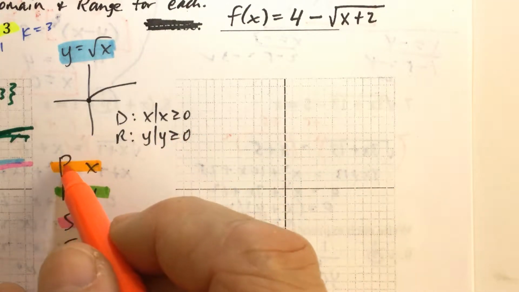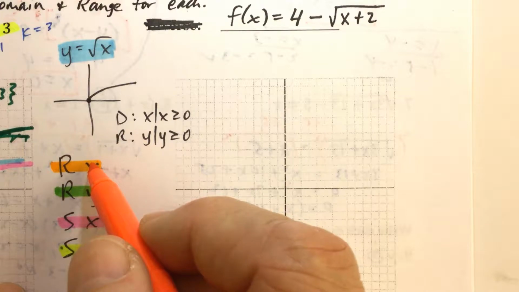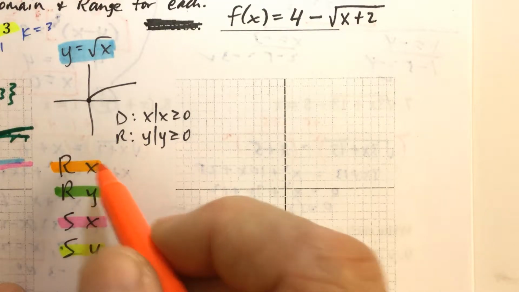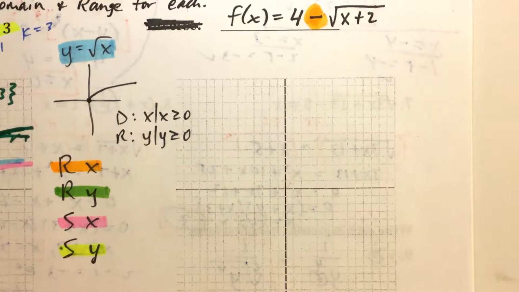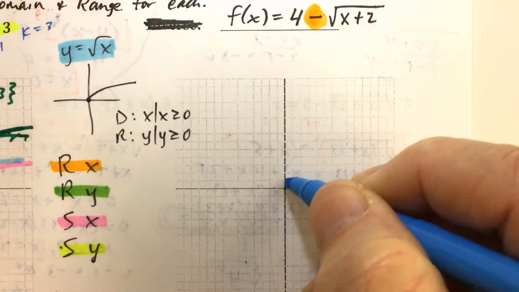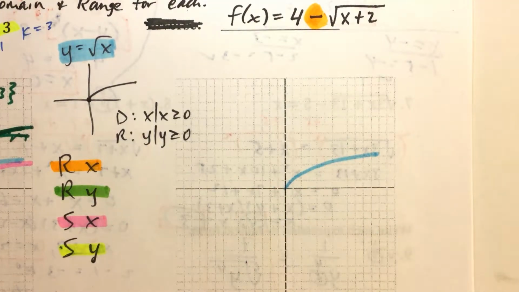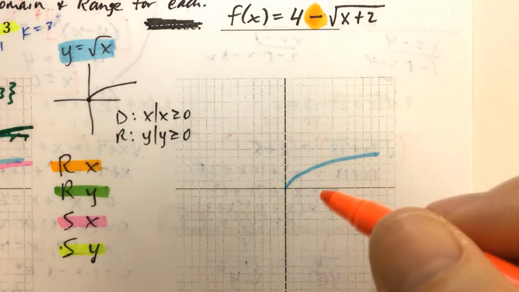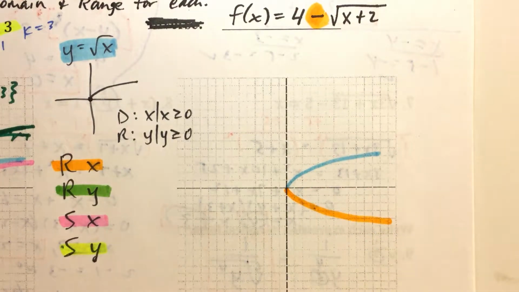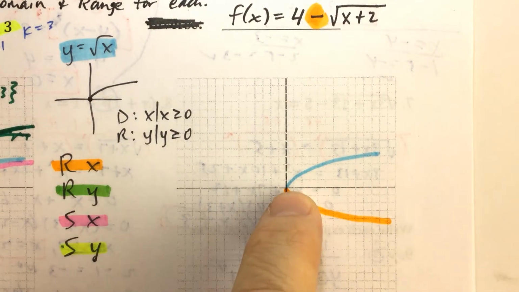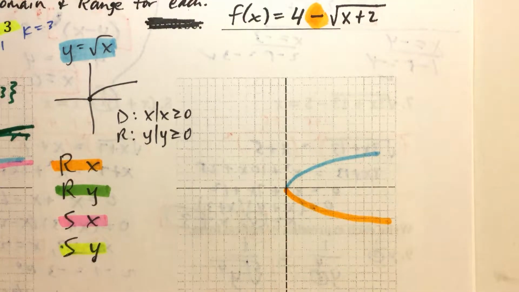The first transformation we're always looking for is to see if we have to reflect about the x-axis. And where do we find that? We find that by looking at the minus sign in front of the radical, which we have now. We didn't have one in the last problem, so we're going to take the blue graph and reflect that across the x-axis, which looks now like that. Still the same starting point, but now a reflection about the x-axis.